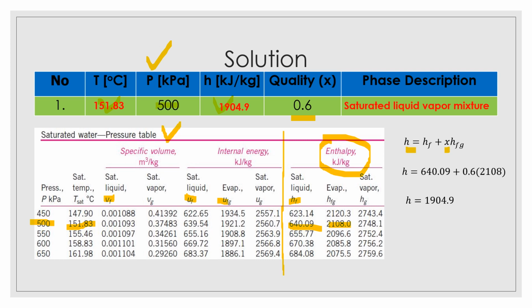Let's say you are not given the information related to the HFG. For example, in the case of V, or specific volume, they do not give us the information related to the VFG. So how do we determine the HFG? If the HFG in the table is not available, then HFG is actually equal to HG minus HF. So even if the table does not give you the HFG directly, you can still obtain it by subtracting HF from HG.